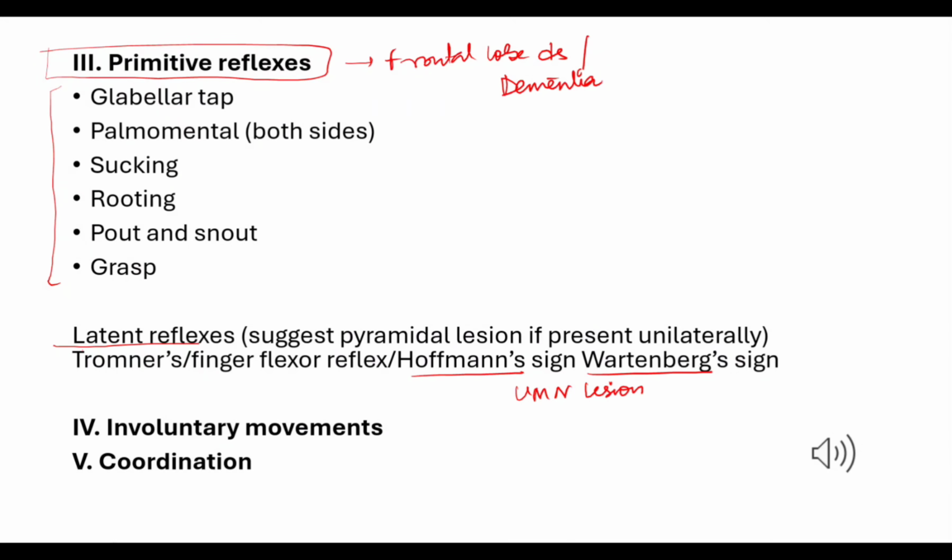To close out this section, we observe the patient for any involuntary movements. Following that, we test coordination. Coordination bridges our transition into evaluating the sensory and cerebellar networks, which we are going to explore next.